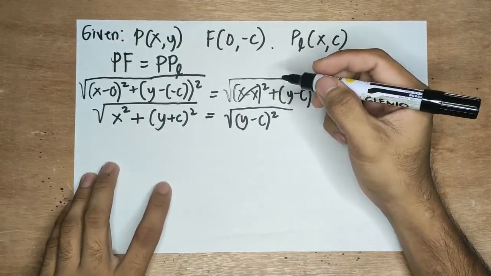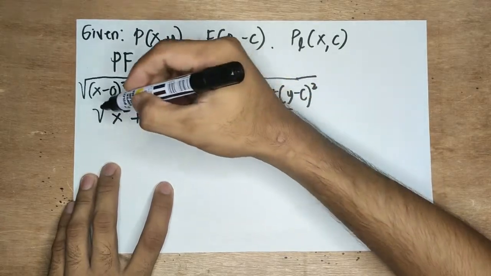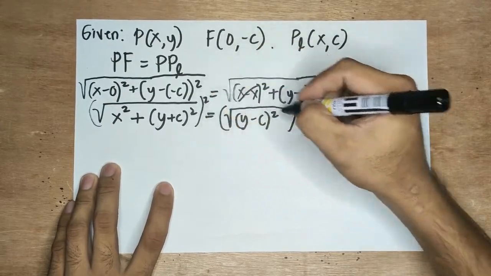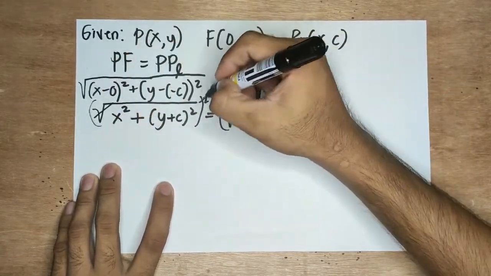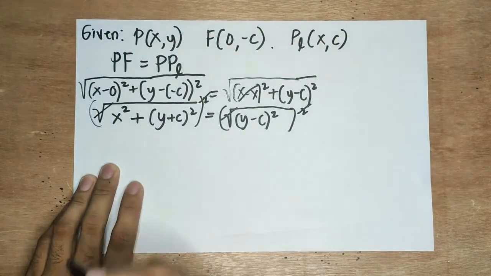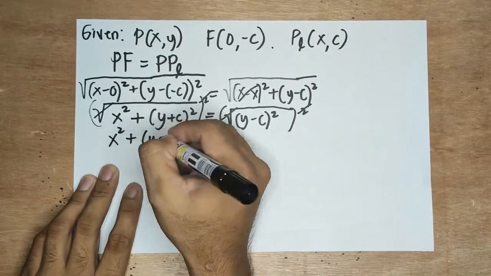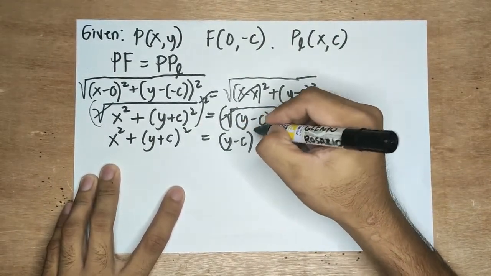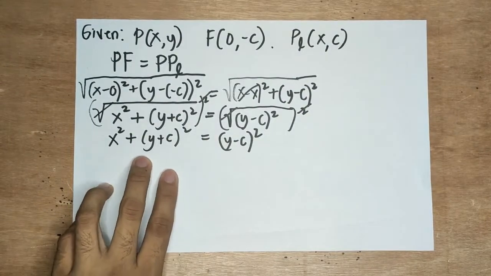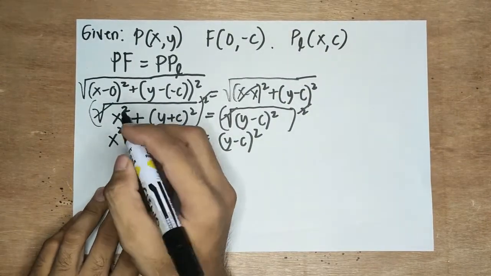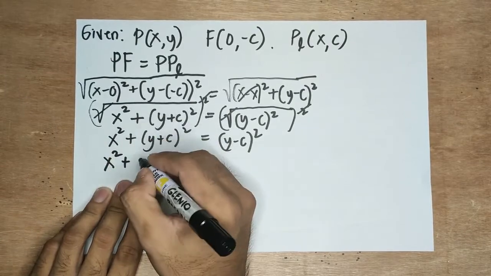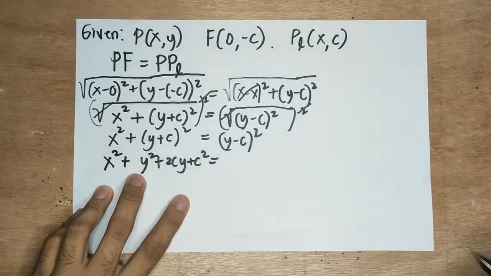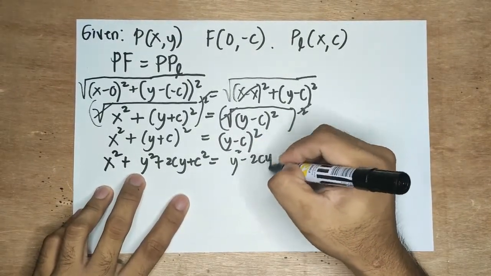Since both sides of the equal symbol have square roots, to remove them, we square both sides. So what's left is x squared plus (y plus c) squared is equal to (y minus c) squared. Then we expand (y plus c) squared and (y minus c) squared. If you know the special products, it's faster. So this will be y squared plus 2cy plus c squared is equal to y squared minus 2cy plus c squared.